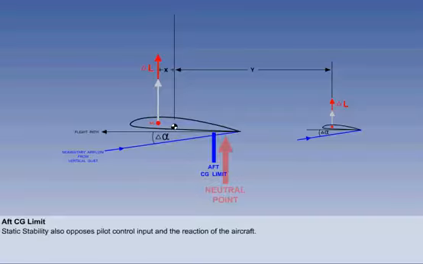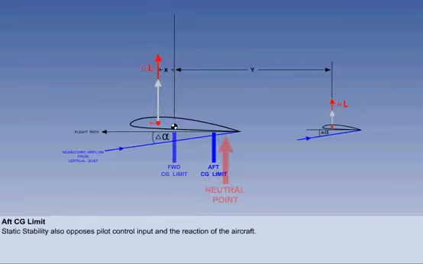Longitudinal static stability will oppose the pilot's pitch input in the same way it opposes a gust. The greater the stability, the more the resistance to pitch input. So, in addition to the effect of CG position on longitudinal static stability, we must also consider the effect of CG position on the ability of the pilot to maneuver the aircraft in pitch, and the stick forces required.